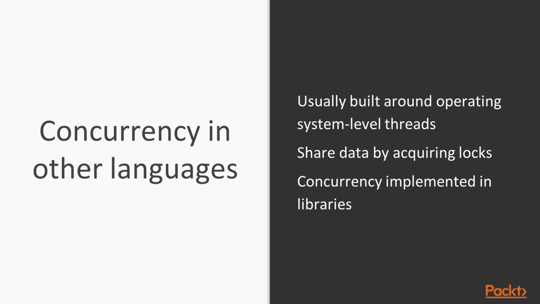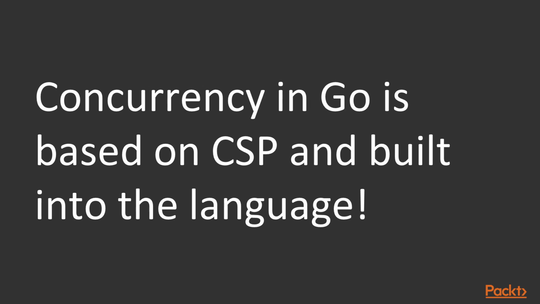Most programming languages provide concurrency by defining threads as a unit of execution. Each thread is mapped to an operating system level thread, and threads share data by attempting to acquire locks on shared pieces of data. Many languages like C++, C, Python, and Ruby have their concurrency support in libraries. In the case of Python and Ruby, there's a global interpreter lock that prevents real parallel execution. Java has some built-in support for concurrency with a synchronized keyword, but most of its concurrency support comes from its standard library. Go is different.